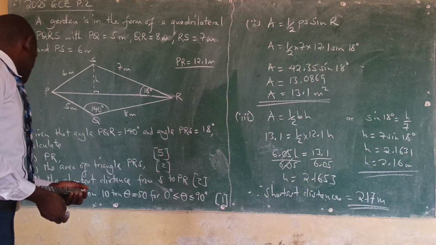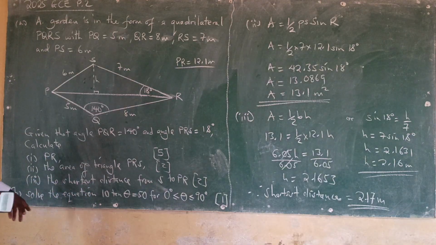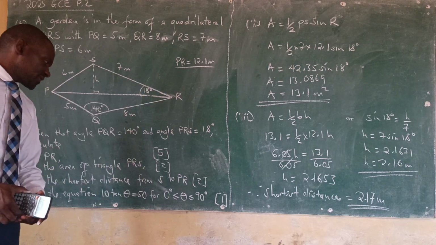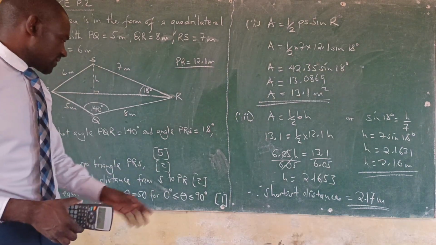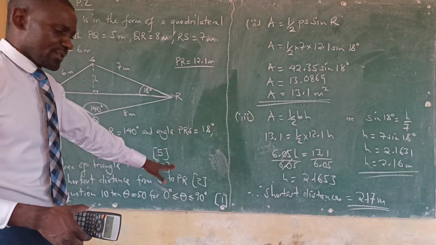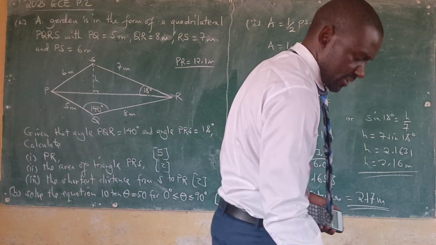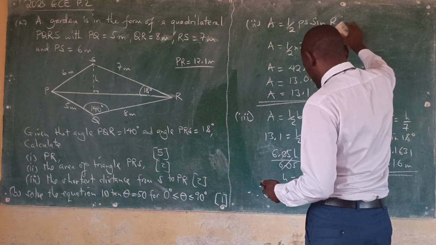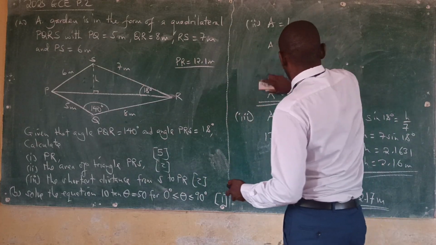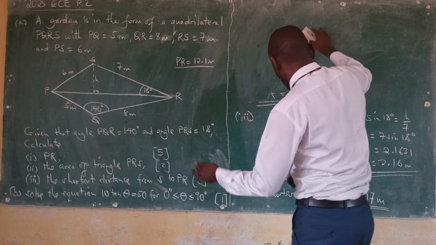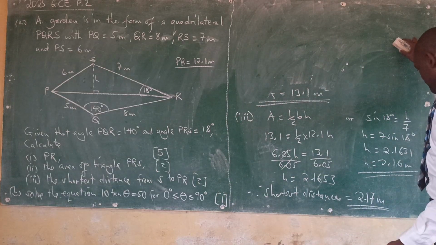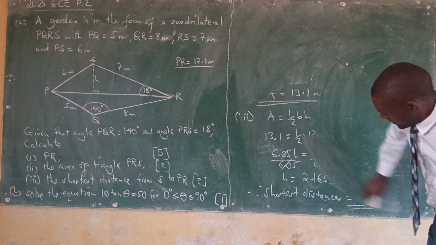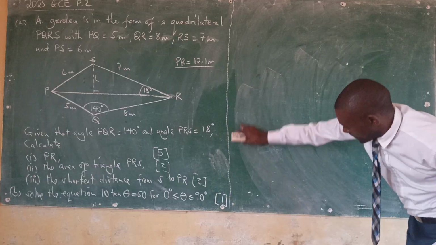Then the last part says solve the equation 10 tan theta equals 50 for 0 degrees less than or equal to theta less than or equal to 90 degrees. So to solve that one also, okay, now what we have here, I think we have all the information. We are done with this. This one is independent. So even if I erase everything, it's fine.